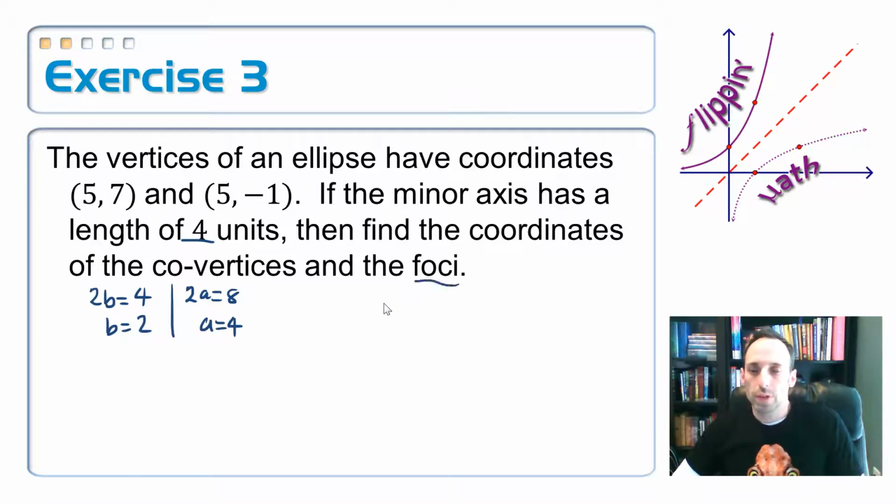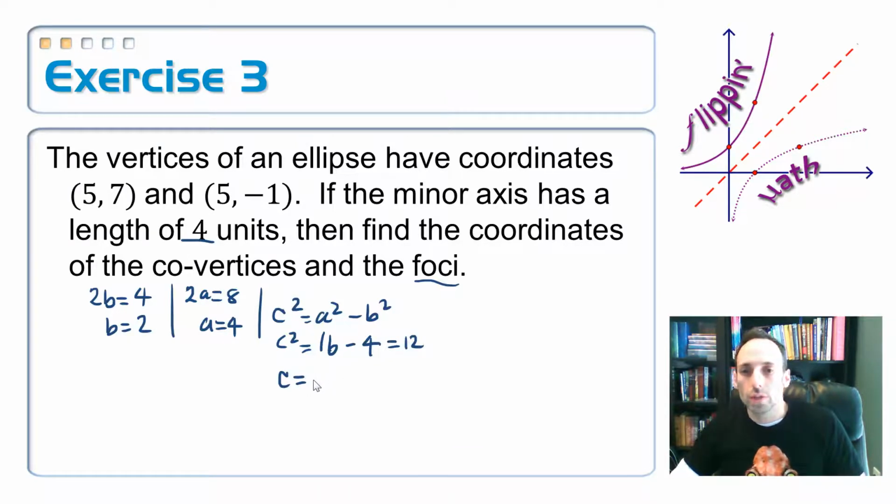If I want to get the foci, I'm going to have to use that anti-Pythagorean theorem in order to get it. That c squared is equal to a squared minus b squared. So c squared is equal to, my a is 4, so that's 16, minus my b is 2, so that's 4. 12, take the square root, c is going to be equal to the square root of 12. Of course, I'm going to rationalize that as 2 square root of 3. Okay, so we have our A, our B, and our C.